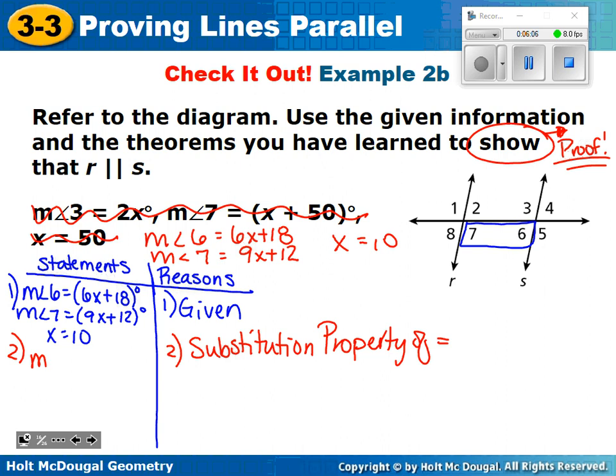So we have measure angle 6 equals 6 times 10 plus 18. And measure of angle 7 equals 9 times 10 plus 12. What would we need to do next? Simplify. Again, you could do this in 2 separate steps if you want to, or you can do it all at once, just like the last one we did.